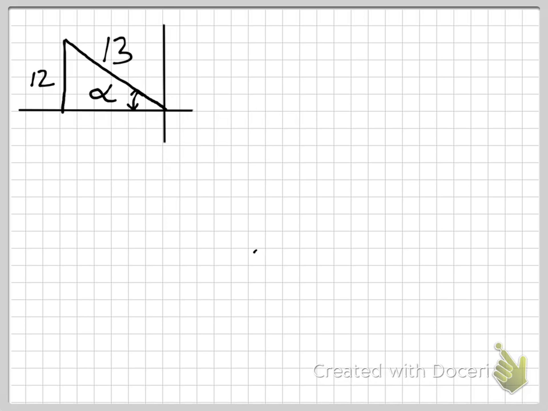Okay, let's look at angle alpha. By using Pythagorean, we can find the adjacent, and now we know every single thing there is to know about angle alpha. I'm just going to tell you a little hint that's going to keep you out of trouble.